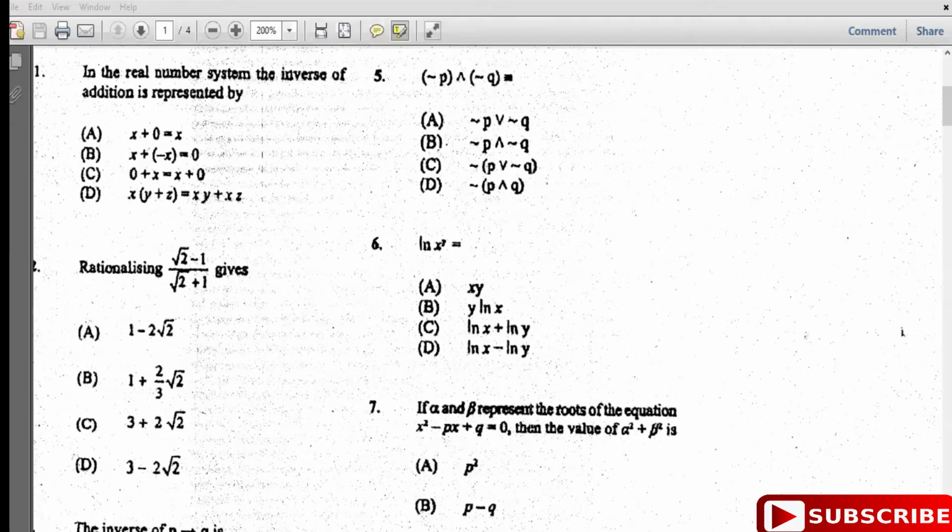Question 2, root 2 minus 1 over root 2 plus 1. This is a repeat question from 2013, which is 3 minus 2 root 2. All you have to do is multiply by the conjugate of the denominator, which is root 2 minus 1. Number 1 is B.